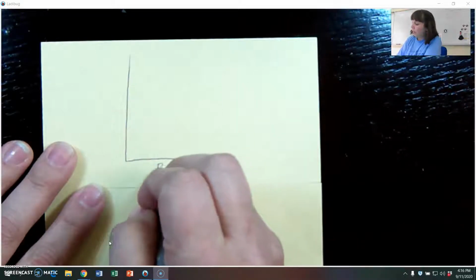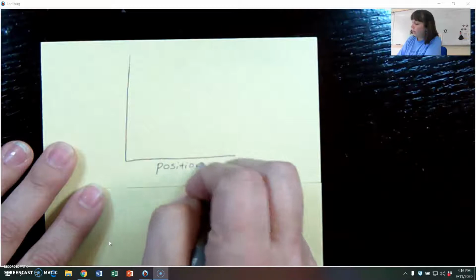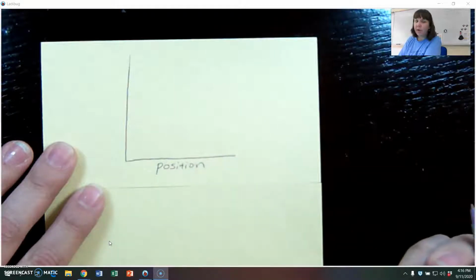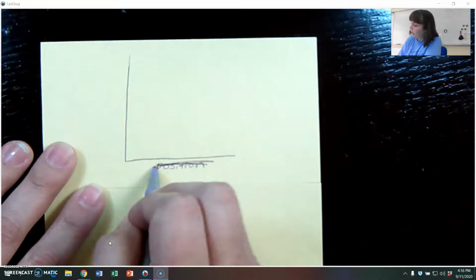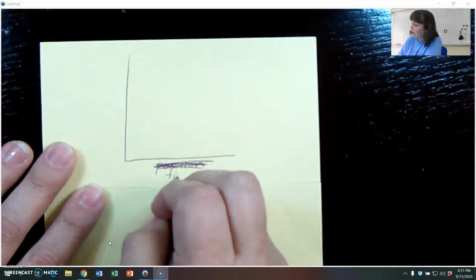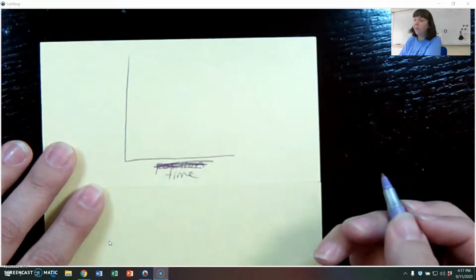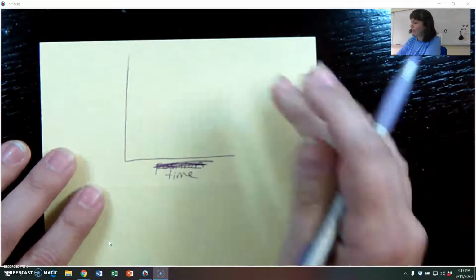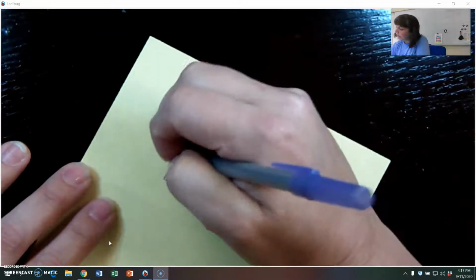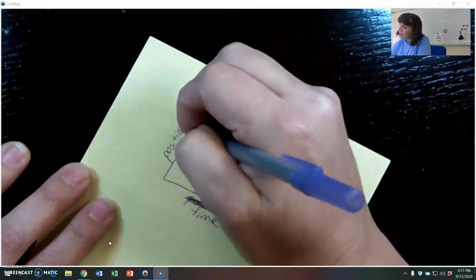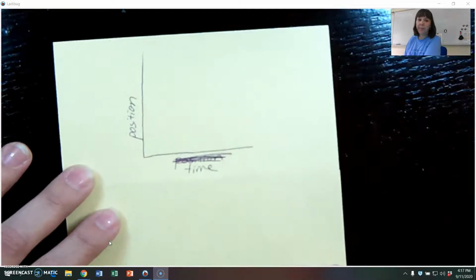So on the bottom, I'm going to put position, because that's, no, I'm not. I'm going to put time. Sorry. I'm thinking position time graph. That's why. Okay, so time goes on the bottom, and then position goes up this side. Okay?